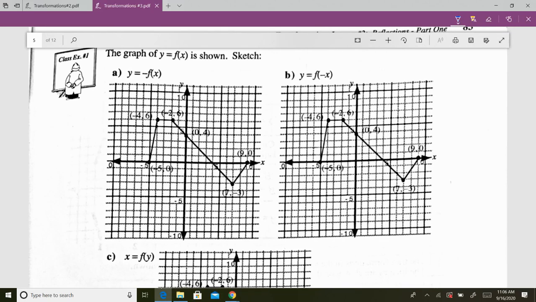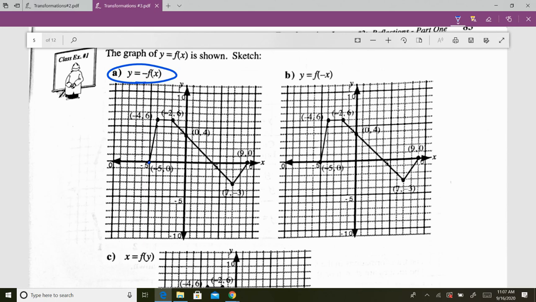Here's our original graph. What have we done? Where's the negative? In front or with the x? In front. So what values is it changing? The y values. Okay, so it's just going to flip the y values. What values do not change? What are the key points that don't change?